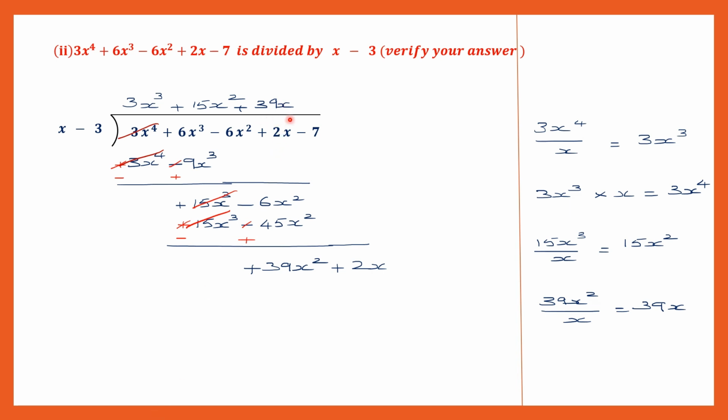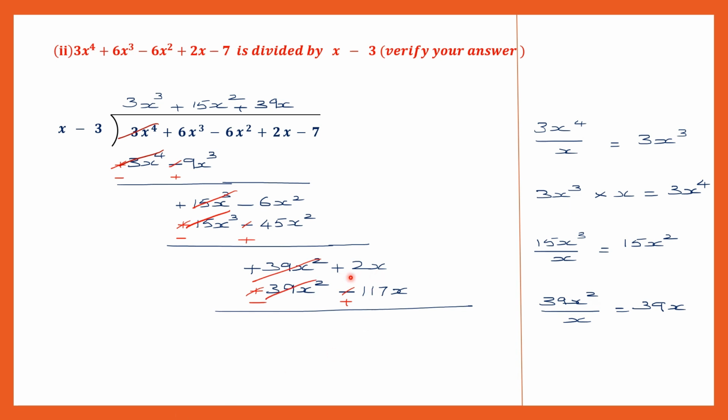Now we're going to multiply 39x into x minus 3. So 39x into x first will be 39x square. Now let's multiply 39x into minus 3. The sign is minus. Then we multiply 39 into 3, which is 117. So we write 117x. Now again we have to subtract. So plus will now become minus. Minus becomes plus. So here plus 39x square minus 39x square is 0. So we can cancel that.